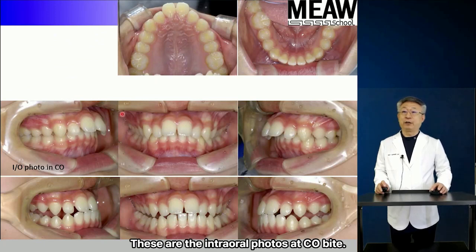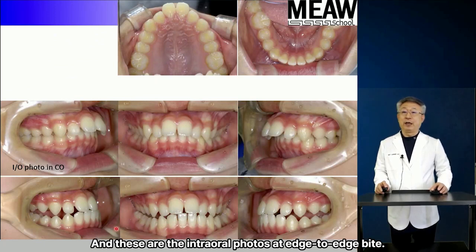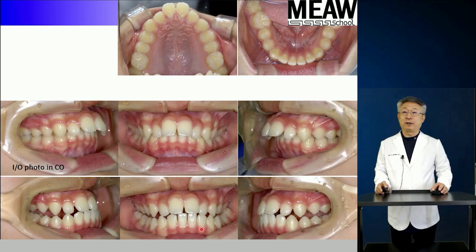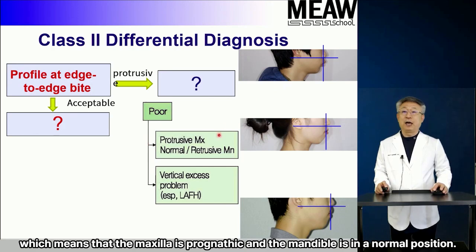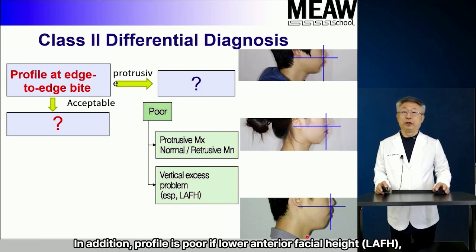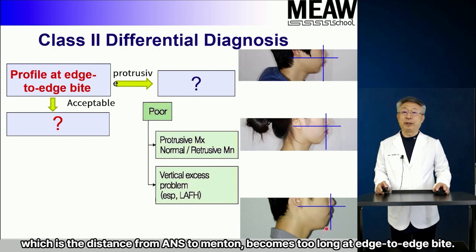These are the intraoral photos at CO bite. And these are the intraoral photos at edge bite. If edge-to-edge bite results in protrusive lips, the profile is poor, which means that the maxilla is prognathic and the mandible is in a normal position. In addition, profile is poor if lower anterior facial height LAFH, which is the distance from ANS to menton, becomes too long at edge-to-edge bite.